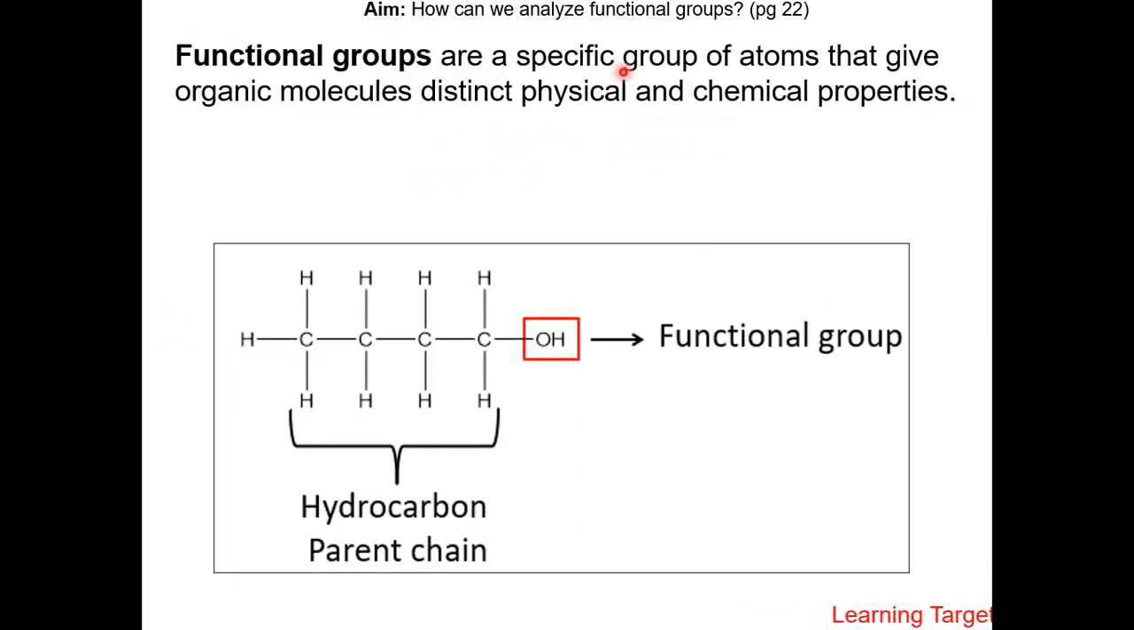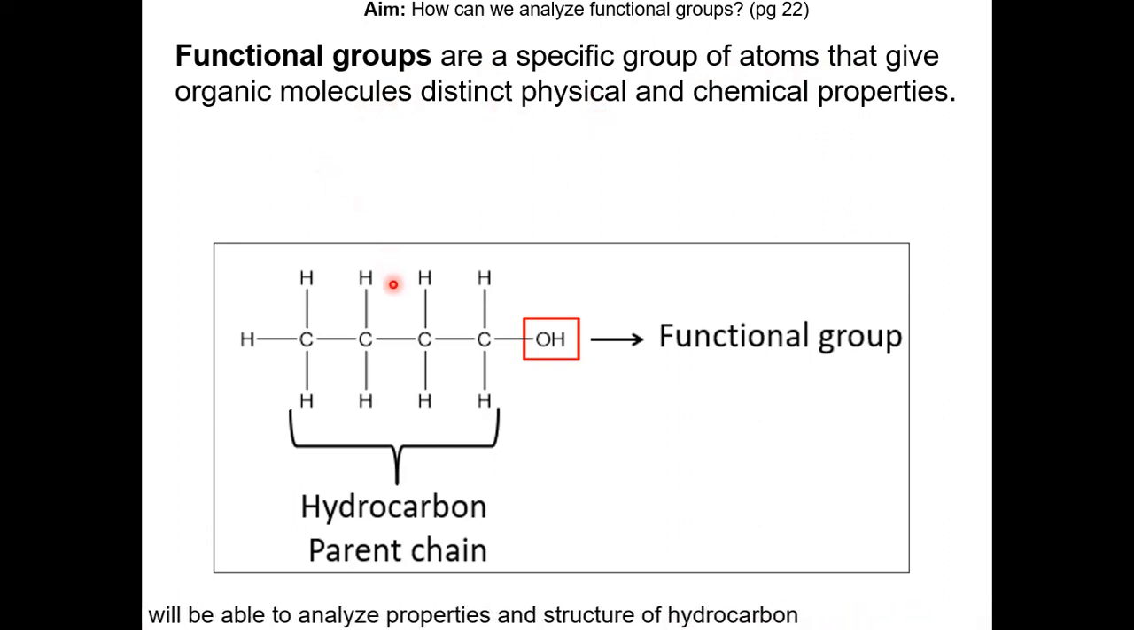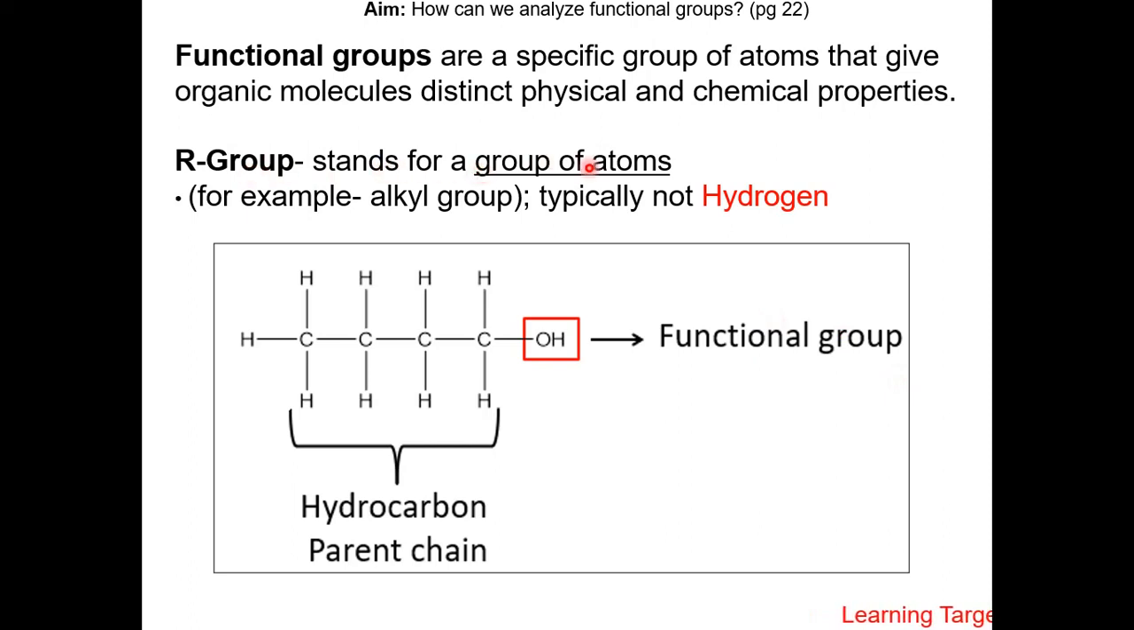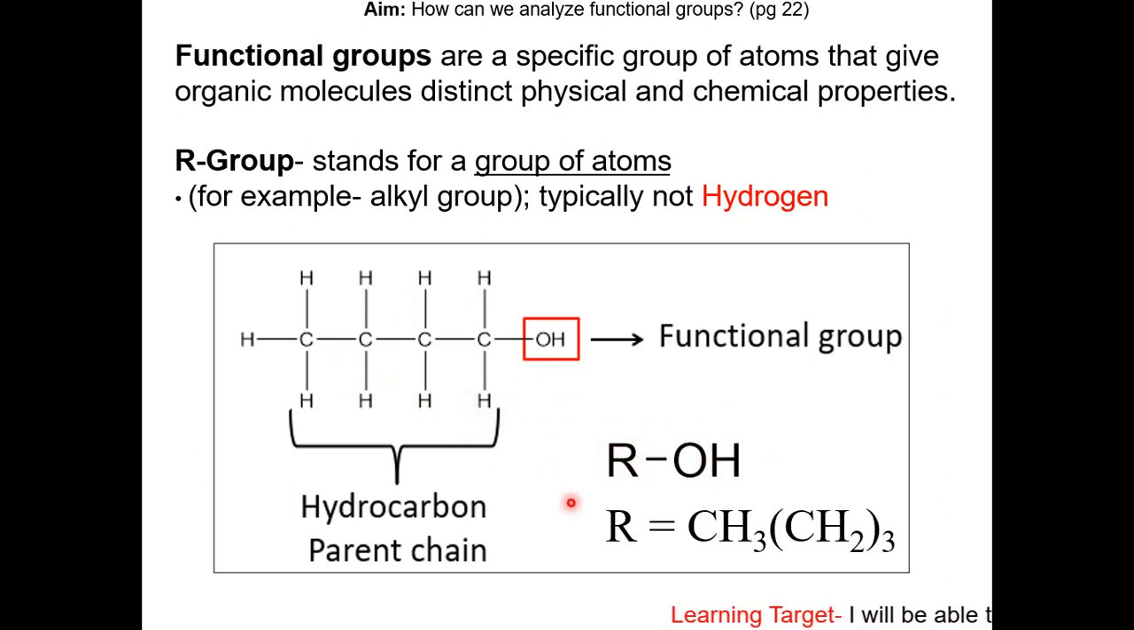Functional groups are a specific group of atoms that give organic molecules distinct physical and chemical properties. In this molecule, this represents the hydrocarbon parent chain. The OH is an example of a functional group. R group stands for a group of atoms, for example, alkyl groups. Typically, R group would not stand for hydrogen. For example, this molecule can be written as ROH. The R stands for the hydrocarbon parent chain.